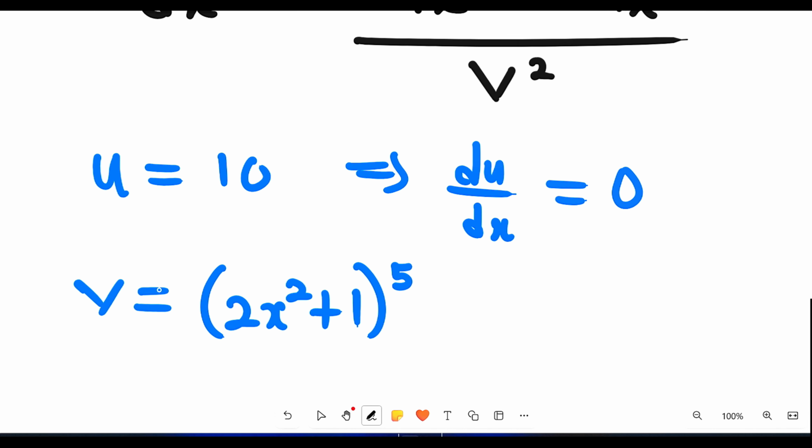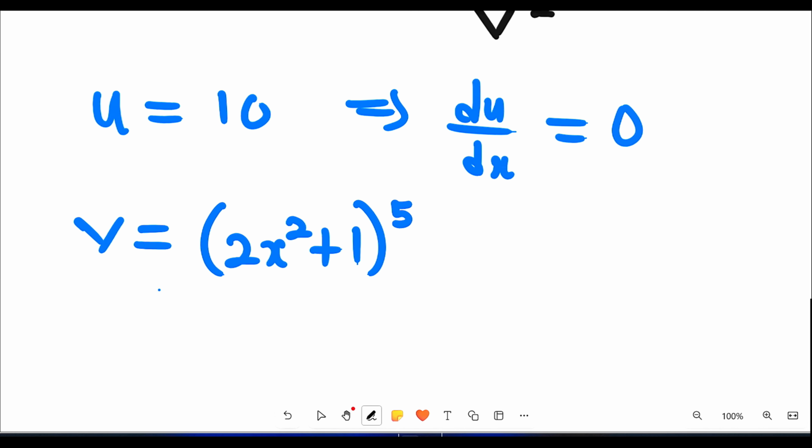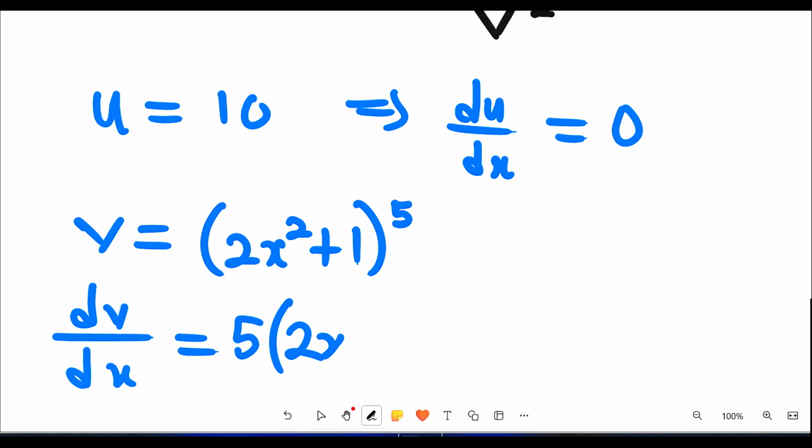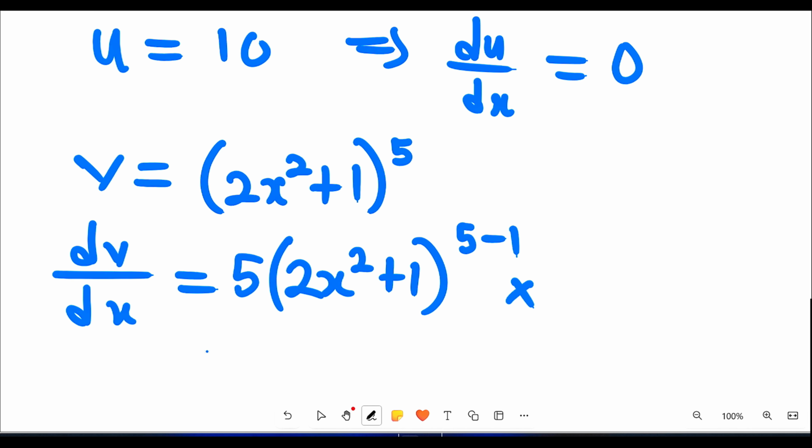So we need to find our dv/dx as well. We can apply the chain rule over here, the shortcut form of differentiating using the chain rule. So we bring down the power, which is 5. Then we bring the same thing again, (2x squared plus 1) in brackets, and the power will be reduced by 1. Then everything multiplies the derivative of the function in the bracket. So the derivative of 2x squared plus 1 will give us 4x.